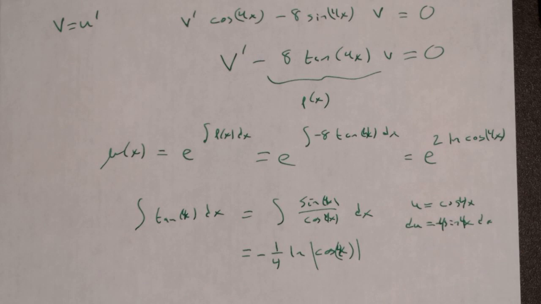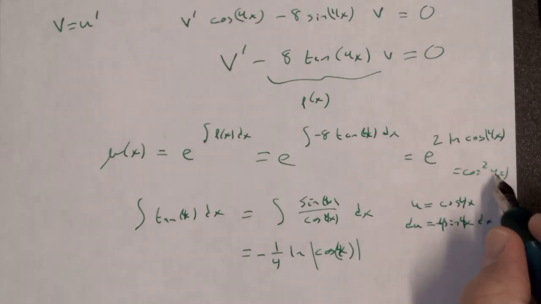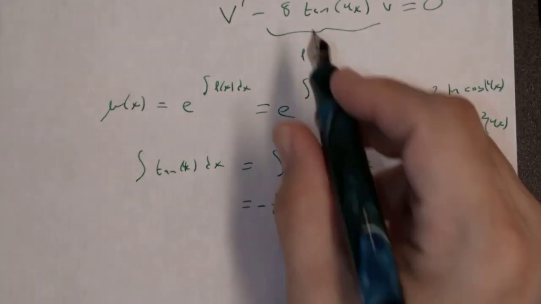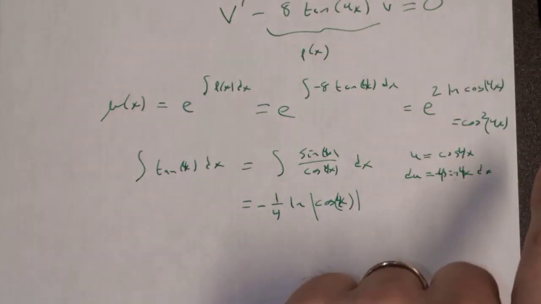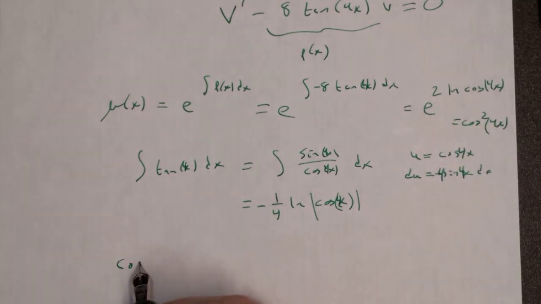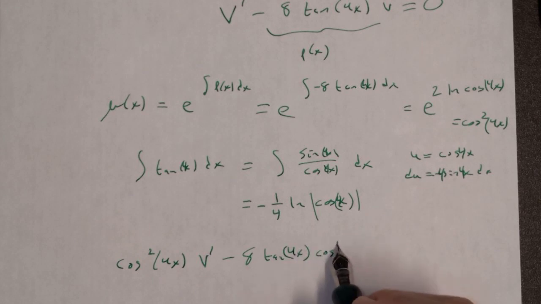How do I simplify that? And then the e and the ln will cancel each other out. Wonderful, beautiful, perfect. That means that when I go to do this, I multiply by this everywhere, and I have cosine squared 4x v prime minus 8 tangent 4x cosine squared 4x v equals 0.